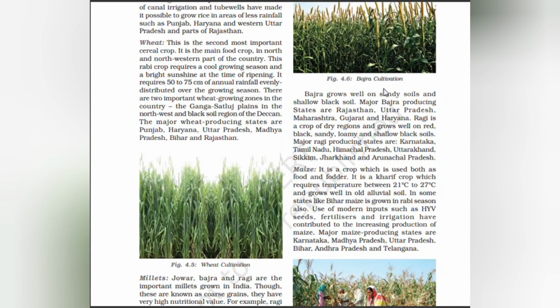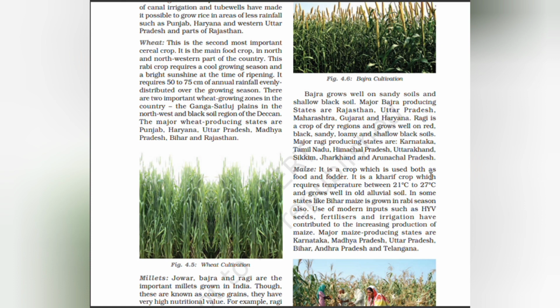Bajra grows well on sandy soils and shallow black soil. Major bajra producing states are Rajasthan, Uttar Pradesh, Maharashtra, Gujarat, and Haryana. Ragi is a crop of dry regions and grows well on red, black, sandy, loamy, and shallow black soils. Major ragi producing states are Karnataka, Tamil Nadu, Himachal Pradesh, Uttarakhand, Sikkim, Jharkhand, and Arunachal Pradesh.